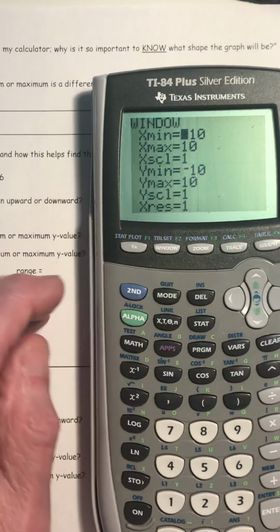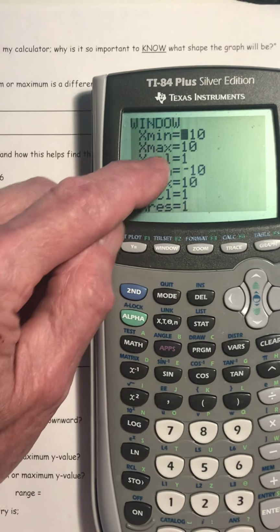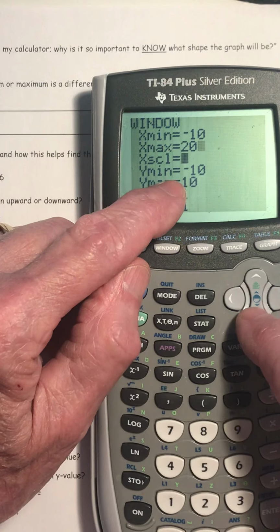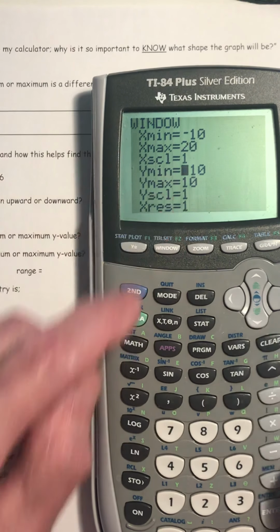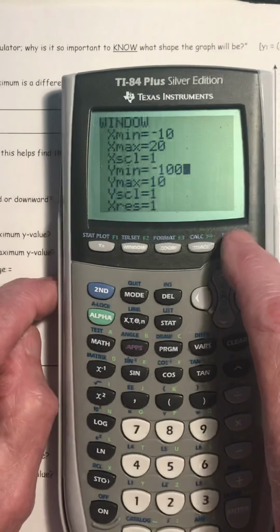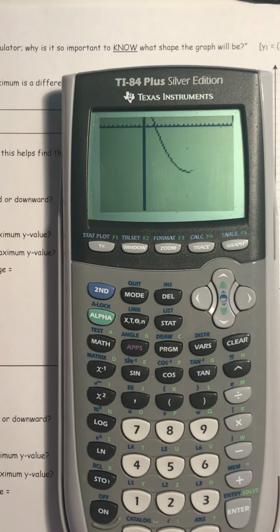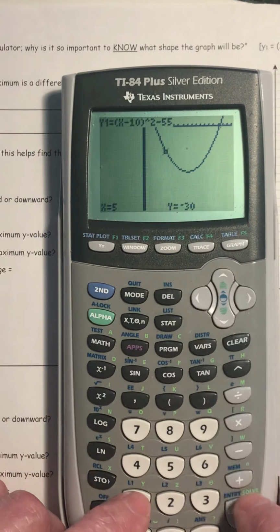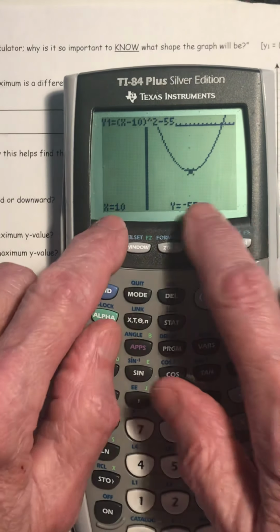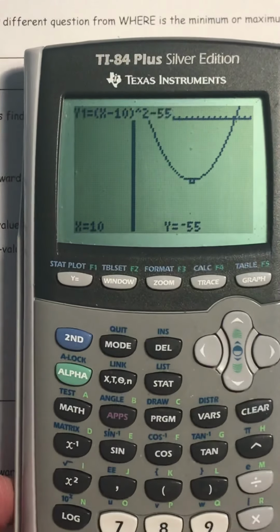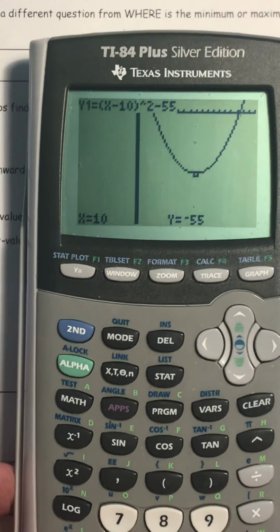55. If we change the window, instead of just going from negative 10 to 10, let's go all the way over to 20. And instead of only going down to negative 10 on the y-axis, let's go to negative 100. And now I'll hit the graph key and we'll see what that looks like. Now we're seeing the shape that we expect. And if I hit trace and punch in the 10, you see it's verifying that the turnaround point, the vertex, is at 10, negative 55.